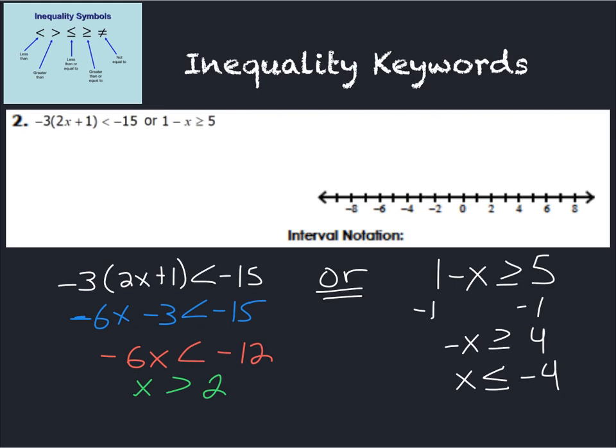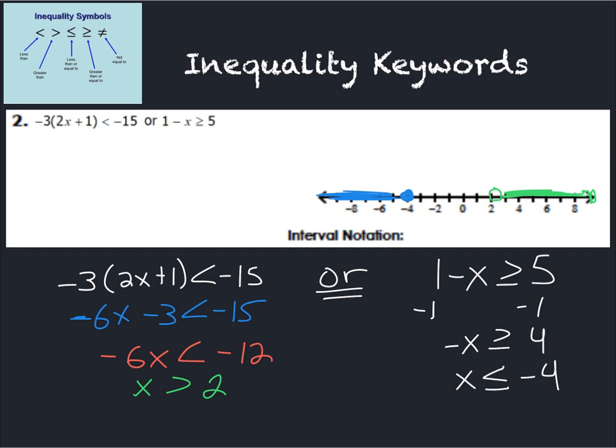Our first inequality here is x is greater than 2, and I'll do this one in green. We're starting at 2, open circle, because we're not including 2, and we're going to the right, because x is going to be bigger than 2. And then the next one, x is less than or equal to -4. I'll do that in blue. This time we're going to use a closed circle. We're including -4, and we're going to the left.